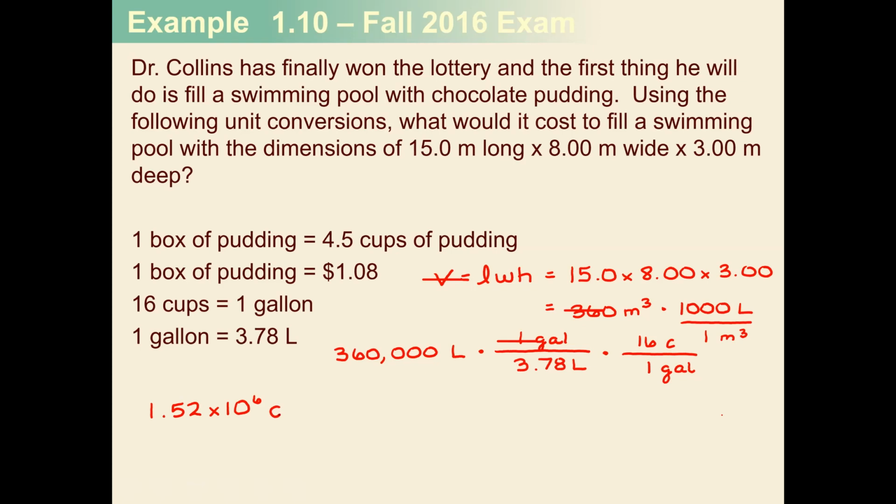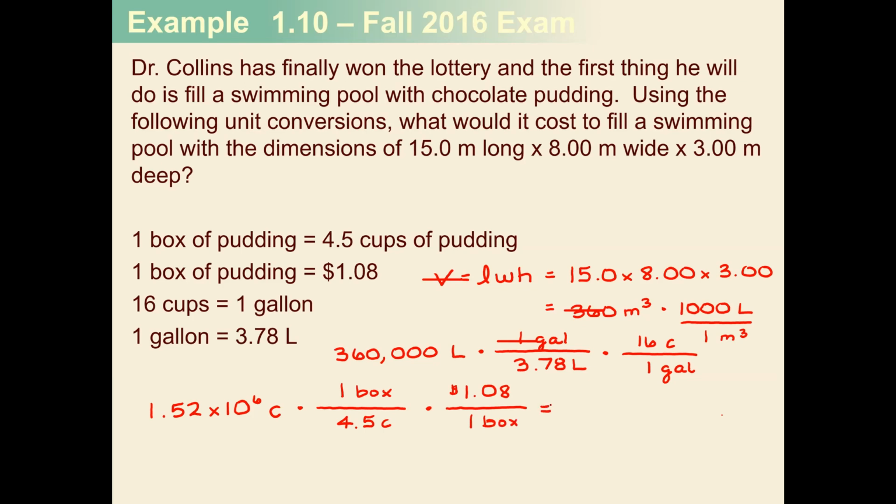Well, now we can see that we are going to get 1 box of pudding for every 4.5 cups. And then finally, our last conversion factor to figure out exactly how much this is going to cost me, I need to put the cost in of each box. So that would be $1.08 for every 1 box.